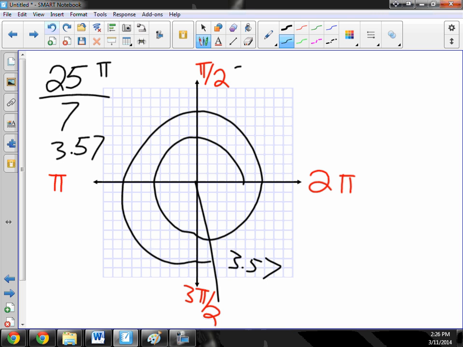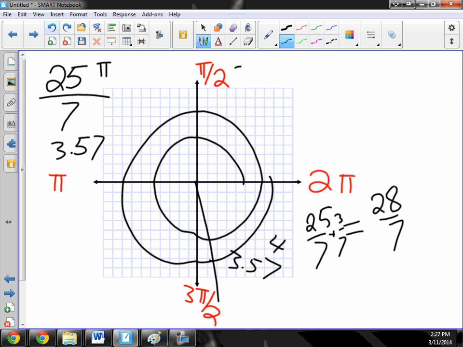What am I trying to reach? 4. So 7 times 4 is 28. How many more sevenths do I need to reach 28 sevenths? 3 sevenths. So the reference angle would be 3 sevenths. So we landed here, 3.57, and we're trying to get to 4. So the fraction we have is 25 over 7. And we're trying to reach 4 times 7. We're trying to reach 28 over 7. In order for that to work, we need an additional 3 sevenths.